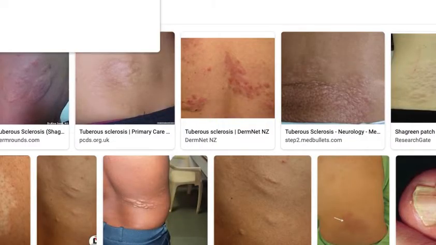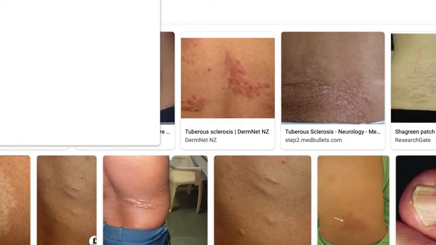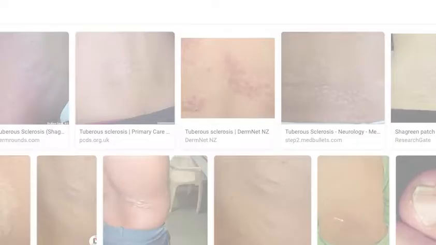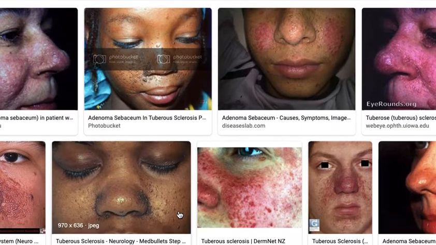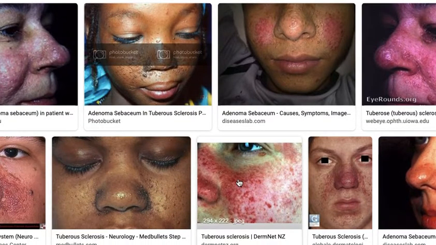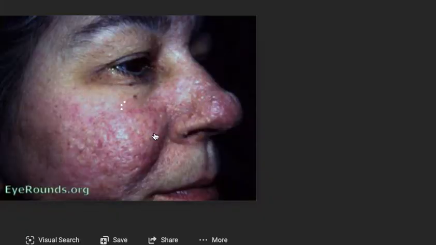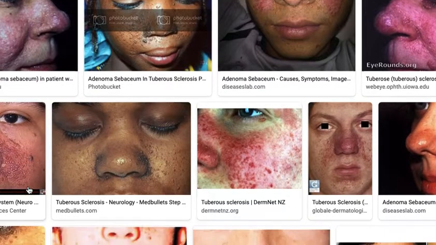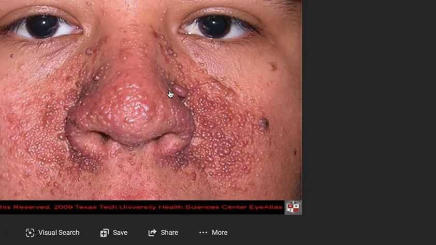Plus, what they have is adenoma sebaceum. It is a butterfly distribution rash, you can see over here. This one is showing you from the side, but I will show you from the front. So see, it's a butterfly distribution rash, and it also involves the bridge of the nose. This one occurs after the age of 3, and these are the skin manifestations.